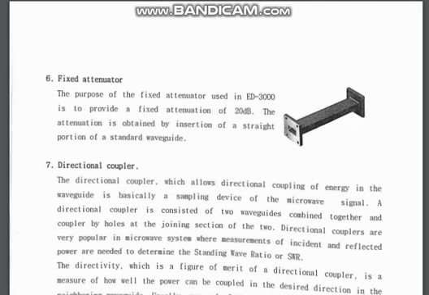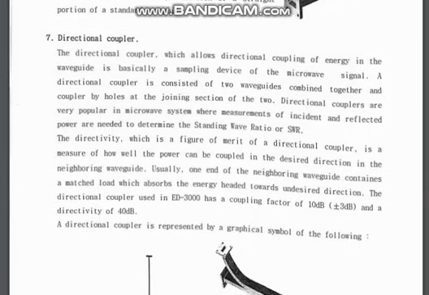So there are two attenuators, variable attenuator and fixed attenuator. The fixed attenuator is to provide a fixed attenuation at 20 dB, 20 decibel. The attenuation is obtained by insertion of a straight portion of standard waveguide. It is a straight portion of standard waveguide and it has been used as an attenuator, a fixed attenuator.